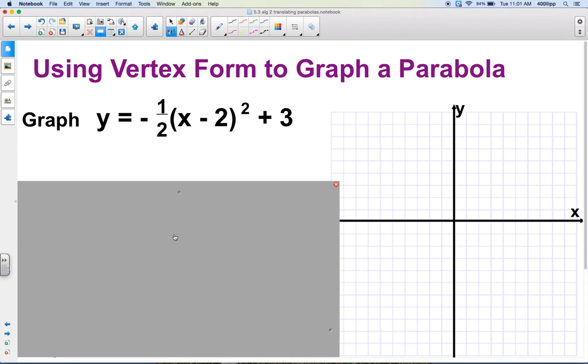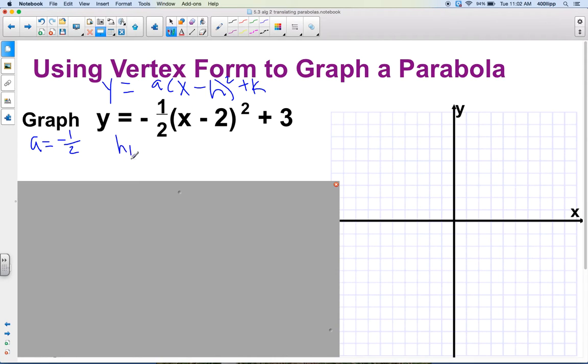Okay, so let's write down the form first so it's easier to see. We have y equals a times (x minus h) squared plus k. If we look here, we know that the value of a is equal to -1/2. And we should know from the previous lesson, 5.2, that when a is negative, our parabola is going to be facing down. So we already know it's facing down.